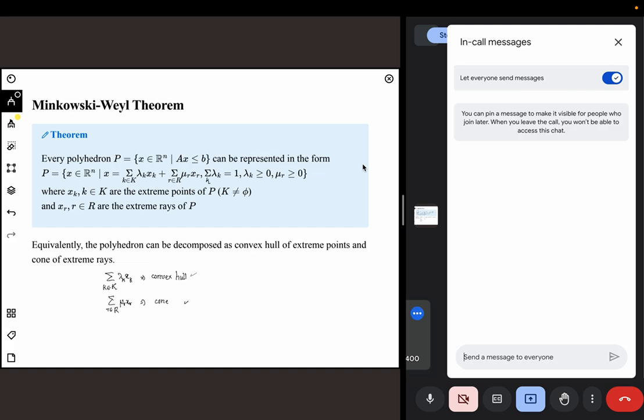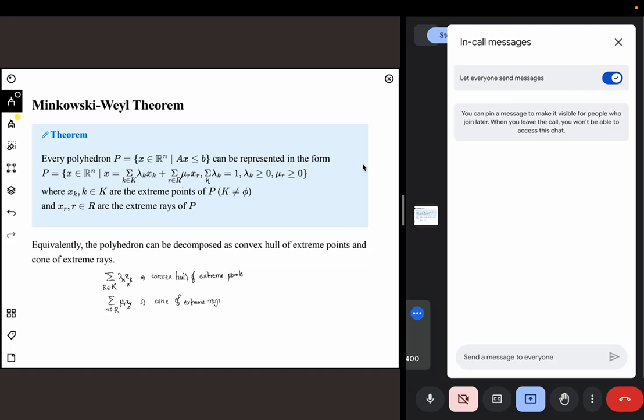This is a convex hull of what? This is a convex hull formed by those extreme points, because xk are the extreme points, and these are the extreme rays. So it's the cone formed by the extreme rays. You can always scale the extreme rays and get back a scaled version, but the scaled version also belongs to the same set. So you can call that a cone. What this theorem essentially tells you is there is an alternate way to convey the same information about the polyhedron.